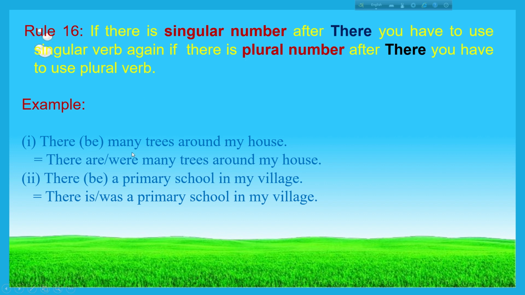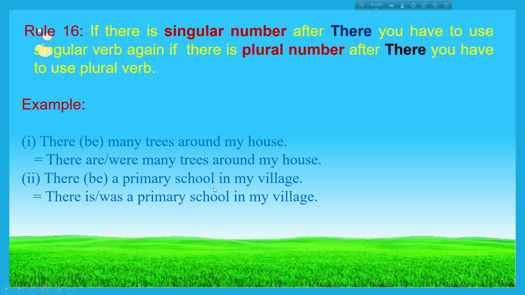There be many trees around my house. Here many trees is plural, so we have to use a plural form of verb. There are or were many trees around my house. In such a case you can use are or were. That means you can transform this sentence into present indefinite or past indefinite, both will be correct. Let's see the next example.